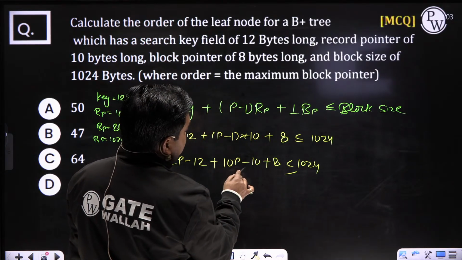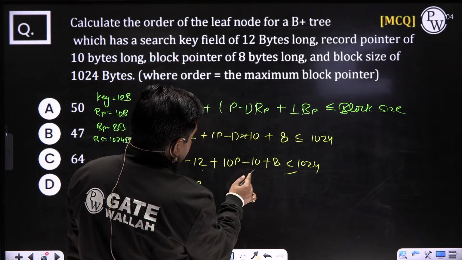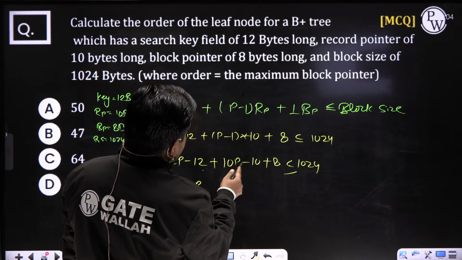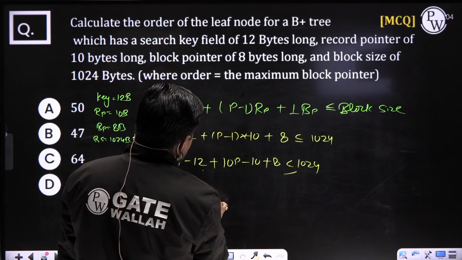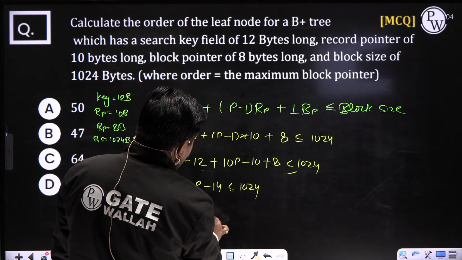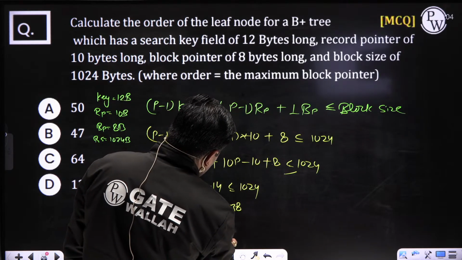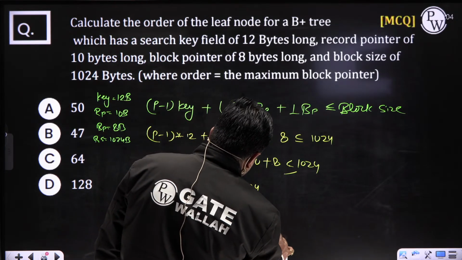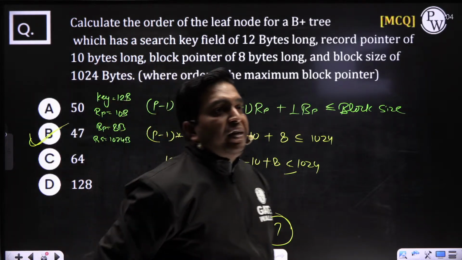12 plus 10 is 22. Then minus 12 minus 10 minus 22... you can see minus 2, minus 14. So 22P is less than or equal to 1024 plus 14, which is 1038. P equals 1038 divided by 22. Take the floor value, 47 point something. You will get 47.